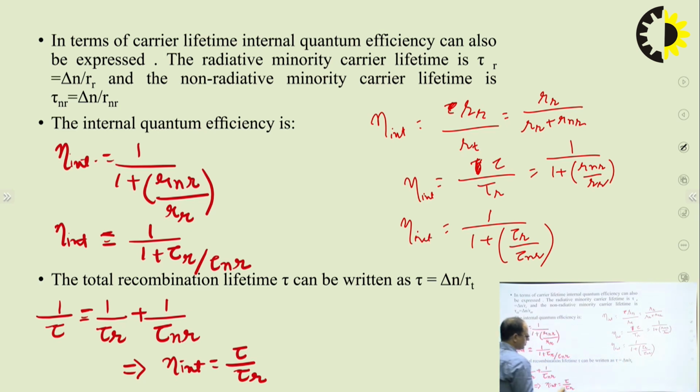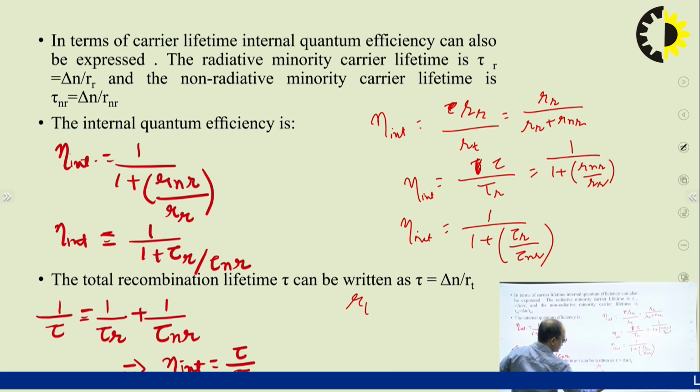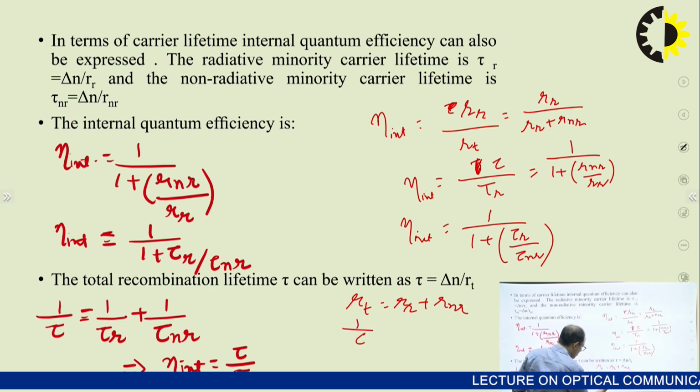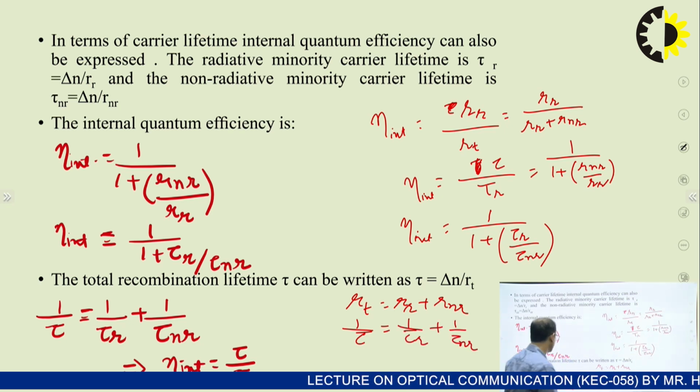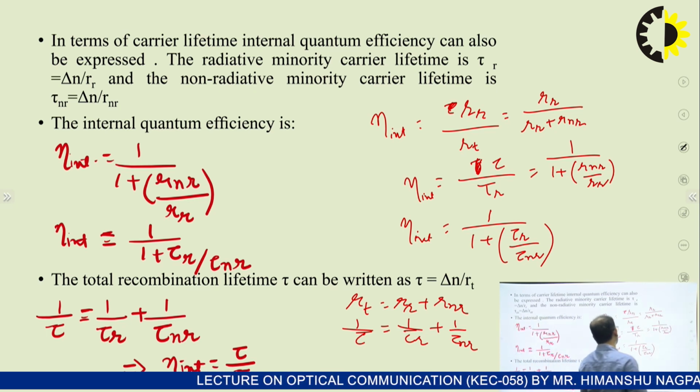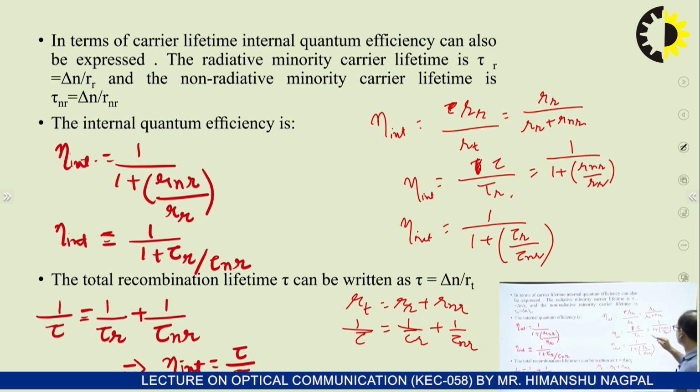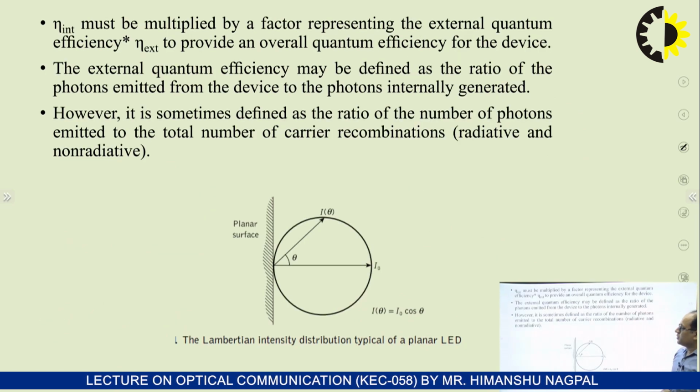The total carrier recombination rate, as we know, RT is equal to RR plus RNR. When I talk in terms of carrier lifetime, this is equal to 1 upon tau is equal to 1 upon tau R plus 1 upon tau NR. Clear? So the internal quantum efficiency can also be written as tau by tau R, which I already told you.